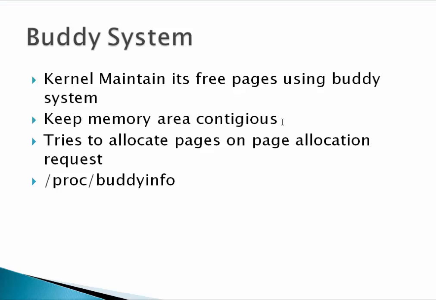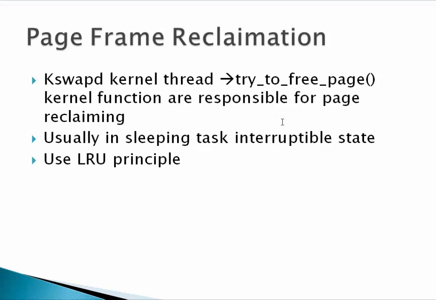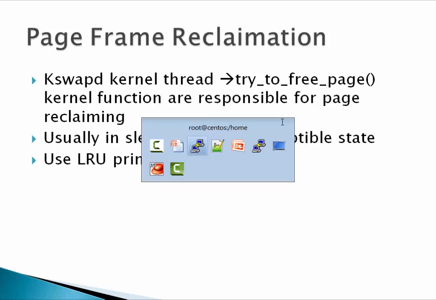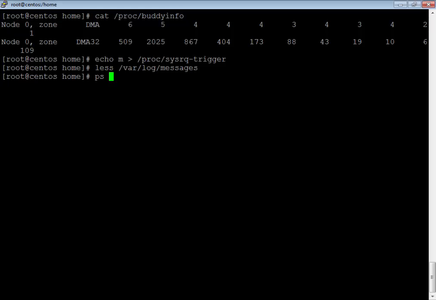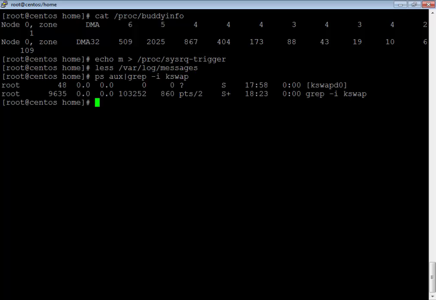Next thing is page frame reclamation, which we already discussed, like kswapd. kswapd is a thread which you can generally see in the sleeping state. Whenever the threshold is reached and the kernel wants to reclaim pages, this is the thread which is responsible for doing it. It will call a function called try_to_free_pages, responsible for your page reclamation.